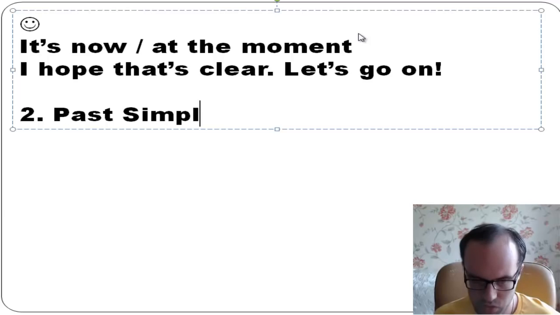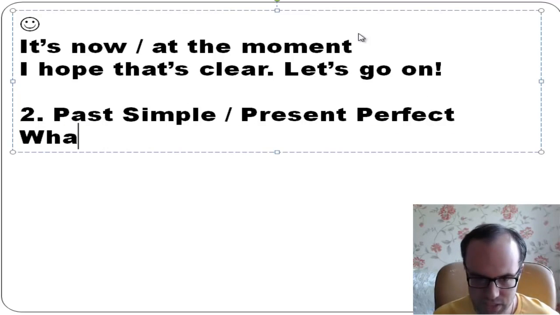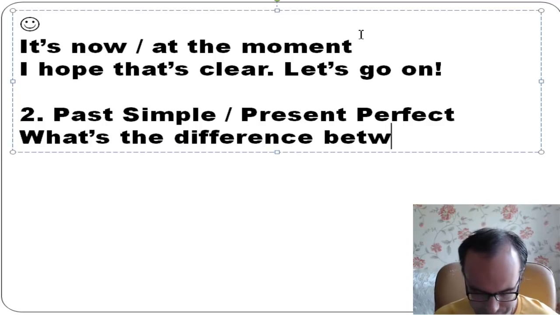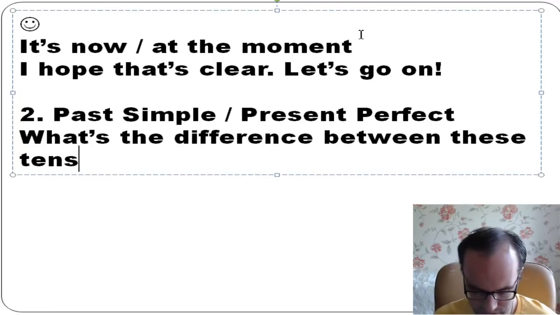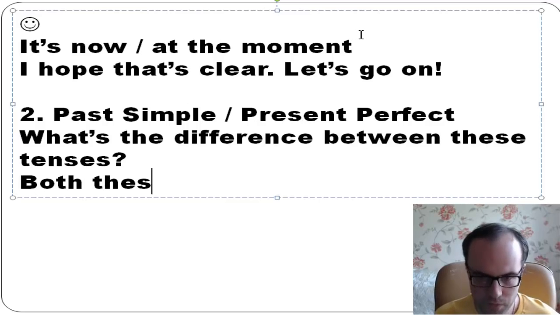Okay, next. What about past simple and present perfect? What's the difference between these tenses? Who knows? Both these tenses are about the past.